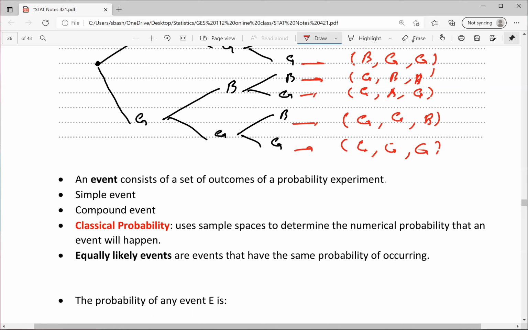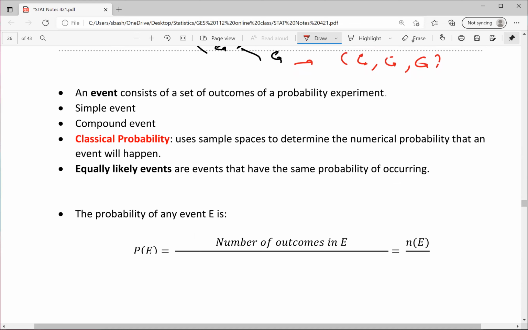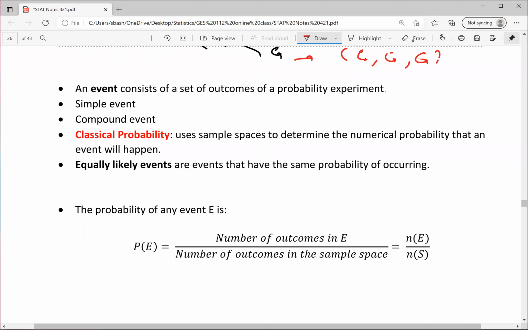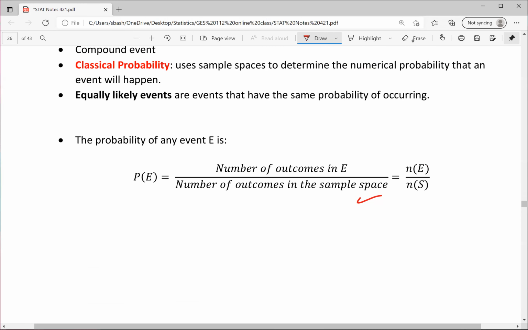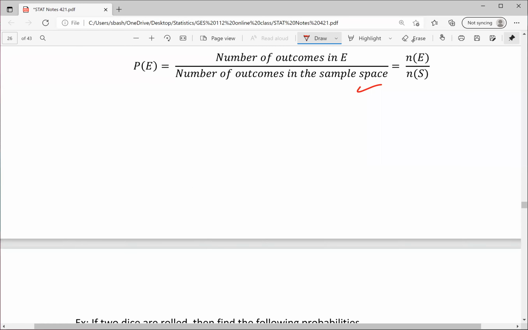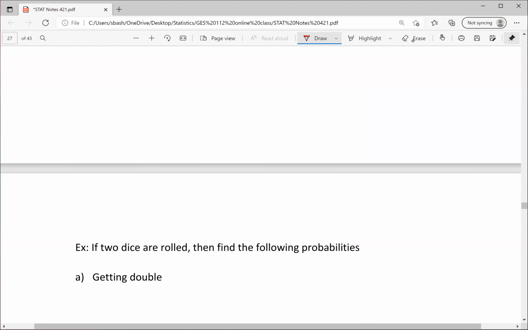And the probability of any event E, P of E, is equal to the number of outcomes in E divided by the number of outcomes in the sample space. It is N of E divided by N of S. The probability of any event E is equal to N of E divided by N of S. Let's try to solve some examples about this one.